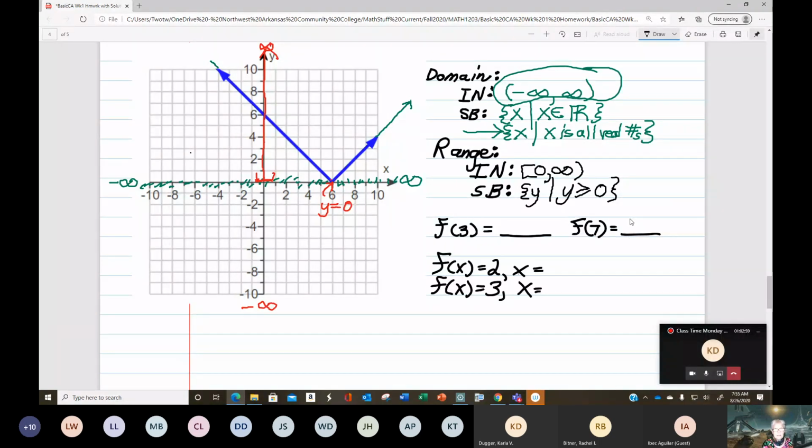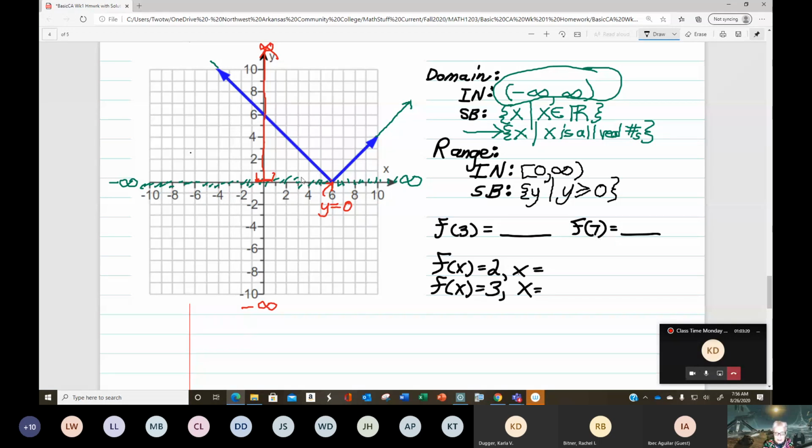And in our number system, every number above 0 is greater than 0. Okay, so there's our domain and there's our range. And again, we're going to play this game. What is f of 3? What is f of 7?